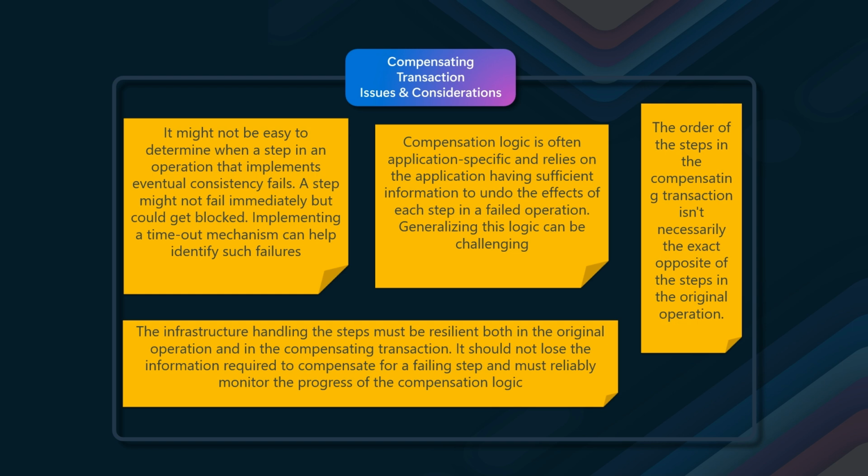Concurrency and parallelism. It might be possible to perform some of the undo steps in parallel, depending on how the compensation logic is designed for each step. This can speed up the compensation process. In some cases, manual intervention might be the only way to recover from a step that's failed. The system should raise an alert and provide as much information as possible about the reason for the failure.